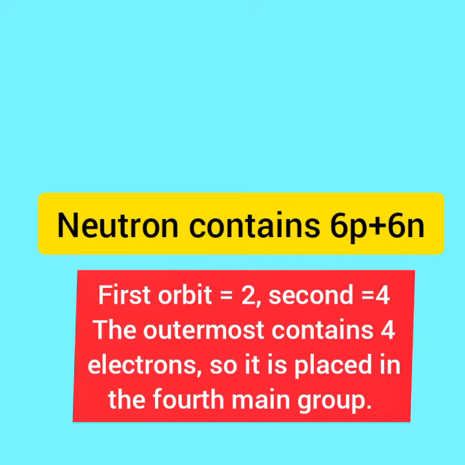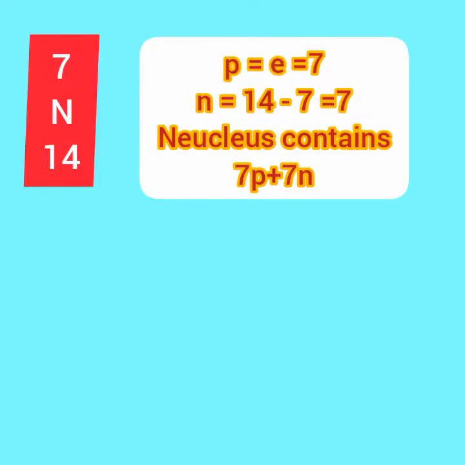Okay, let us see. The first orbit will have 2. The second will have 4. That makes 6. Therefore, the outermost orbit of carbon contains 4 electrons. Therefore, carbon is placed in the 4th main group or 14th group.